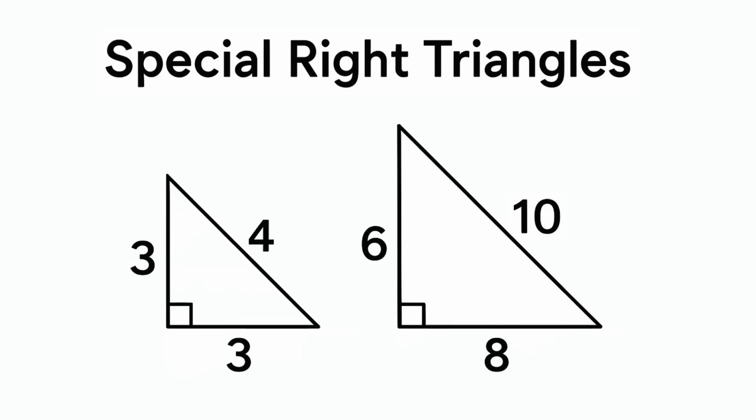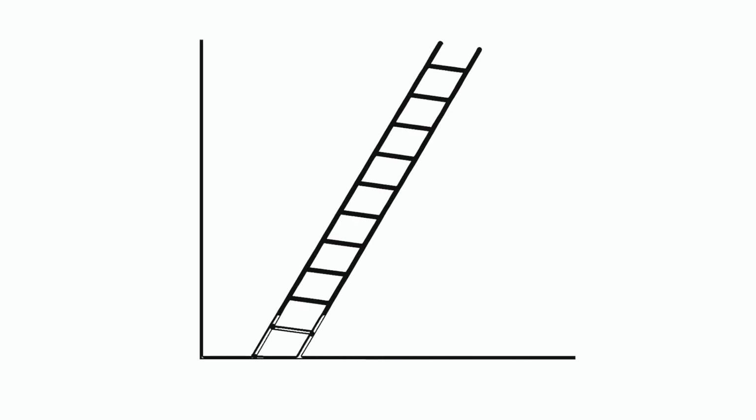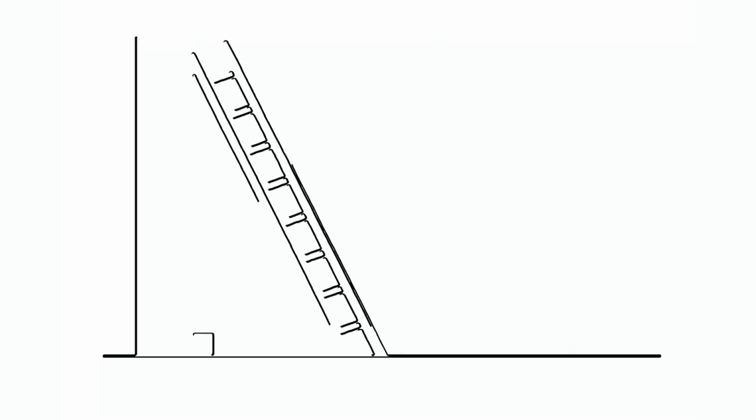Now, what if you know the hypotenuse and one leg? Imagine a ladder that's 13 feet long, leaning against a wall. The bottom of the ladder is 5 feet from the wall. The ladder, the ground, and the wall form a right triangle. So a is 5, c is 13.